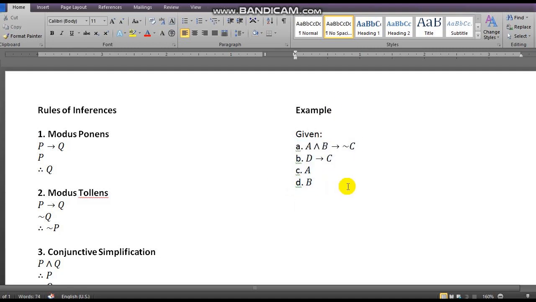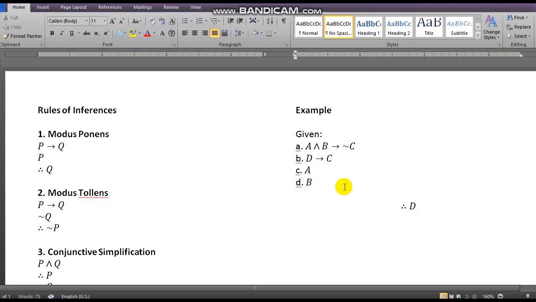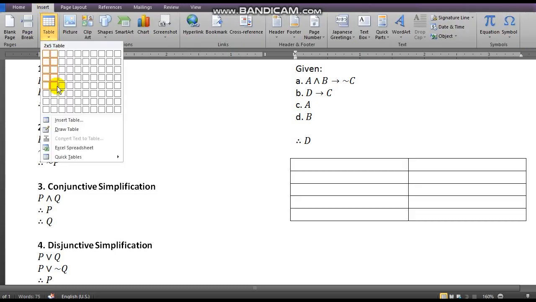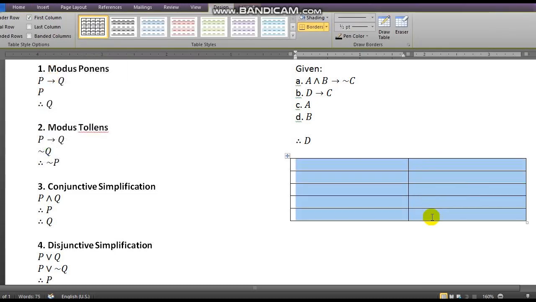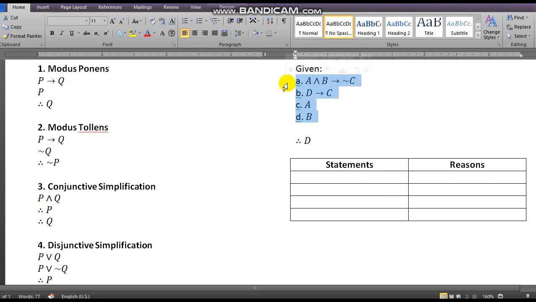A and B implies not C is true. D implies C is true. A is true. B is true. What we'd like to prove is that not D is also true. So let's use a two-column proof in order for us to show that. This is the statement part. This is the reasons part. Statements, reasons. So let's have first our givens here, A, B, C, D.